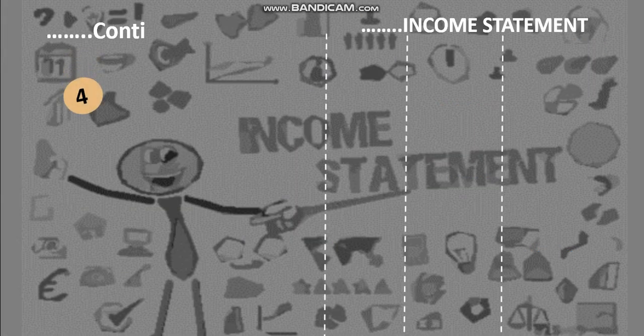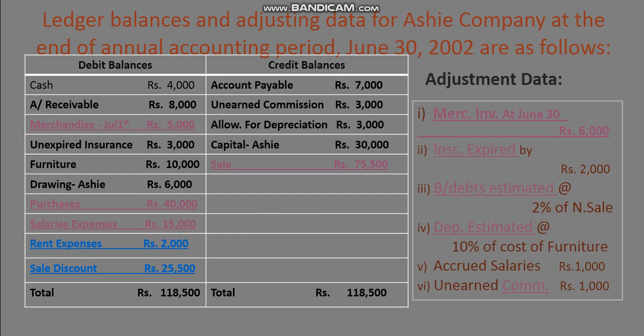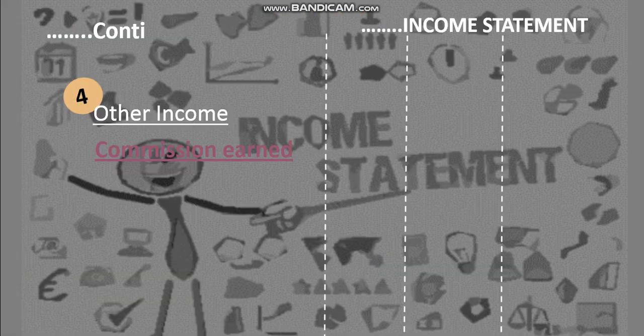The fourth and last component of the income statement is other income. Commission earned is the other income of this question, and we can find the commission word in both places, in the adjustment data and in the ledger balance. Both are along with the word unearned, but the value is different. You can find the unearned commission on the credit side of the ledger balance, that is 3,000, and you can find the unearned commission in the adjustment data, that is 1,000. So the difference of it is the earned commission, that is 2,000.